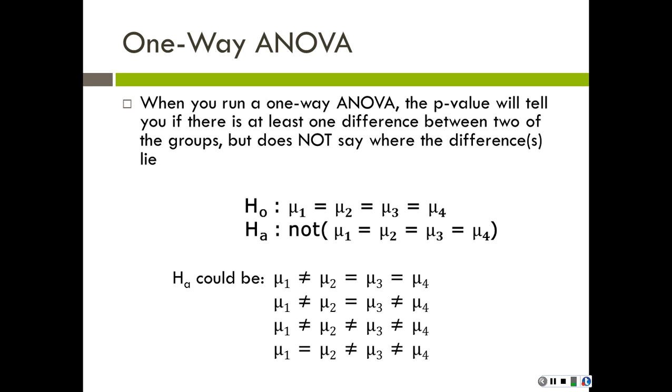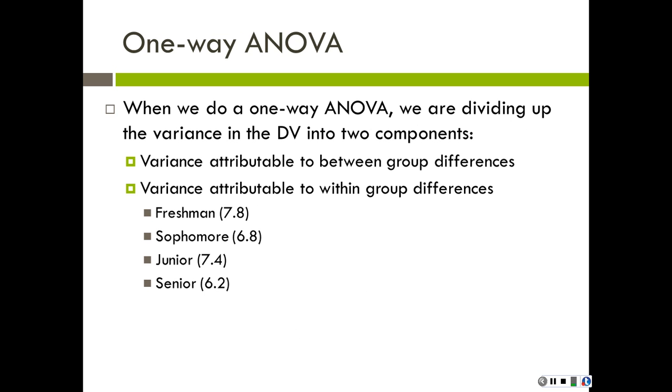So yeah, if there is a difference, that's when you want to look closer and see where that is. So this is the question we're trying to answer with a one-way ANOVA. Is any group different from any other group? That's our first question.